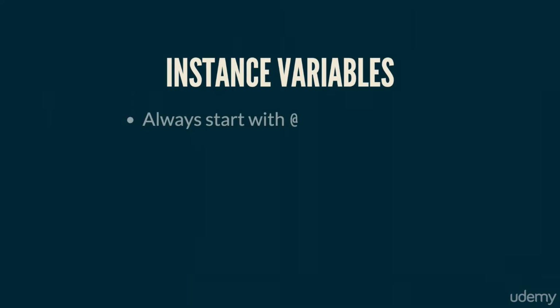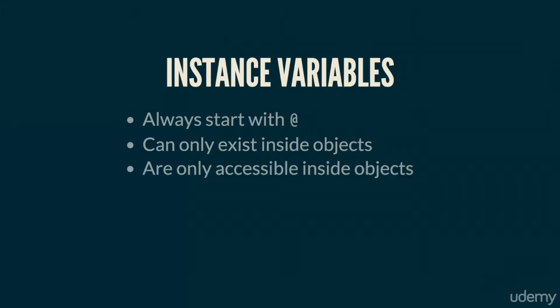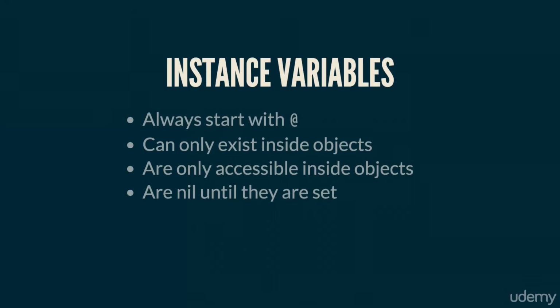It always starts with the @ symbol. It can only ever exist inside an object. You won't ever use an instance variable anywhere else. And they're only accessible within the particular object that we've created it in. So they can't be accessed inside another class. So if we have defined an instance variable inside the user class, we can't access that inside, say, the company class. Instance variables are nil until they are first set.